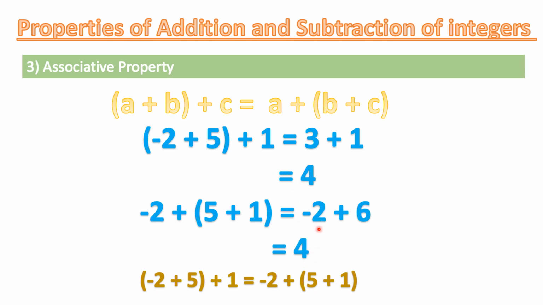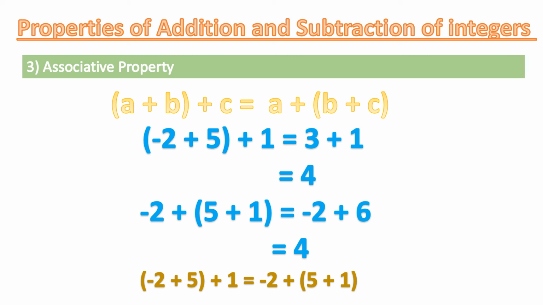So this is what is called the associative property under addition. So I can conclude that this is the same as this. That means the first two numbers added with the third number is the same as the first number added with the last two numbers' sum. So this is what associative property tells us.